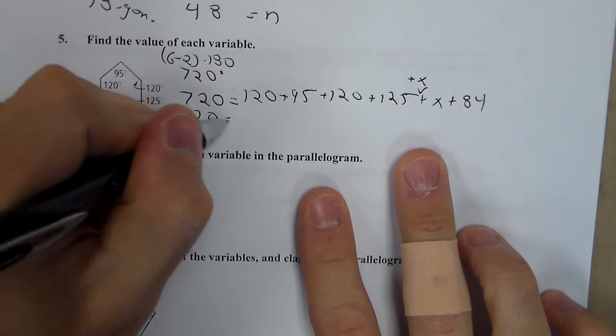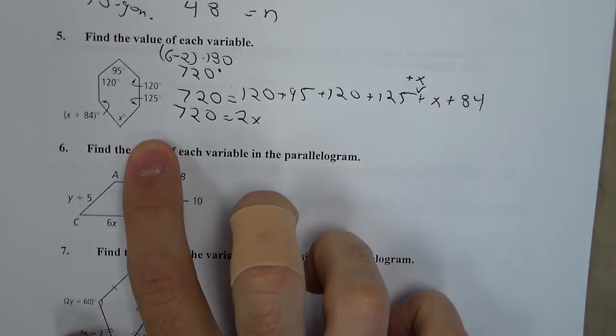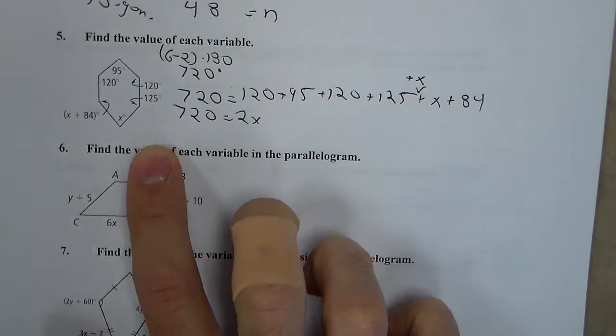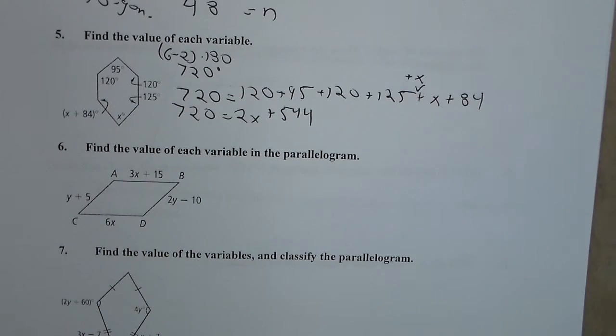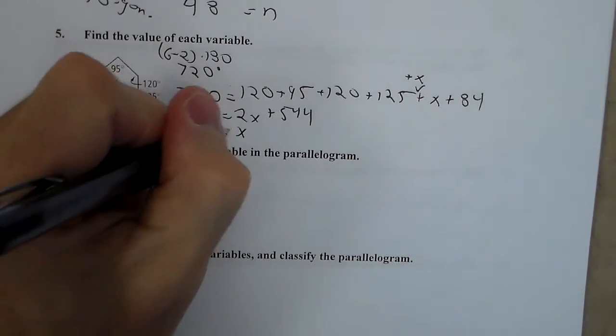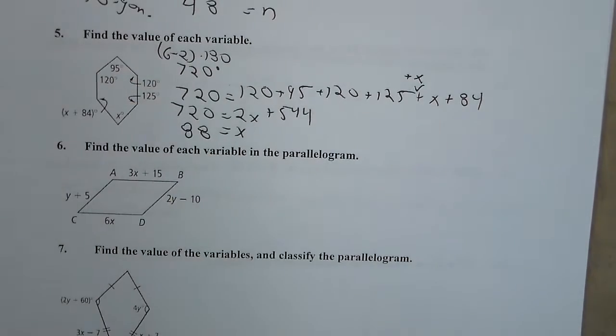So it's 720 equals 2x plus the other values. I'm going to add up these values, 84, 120, 95, 120, and 125 to get 544. We now subtract 544 from our total, divide it by 2, and we get that x equals 88.